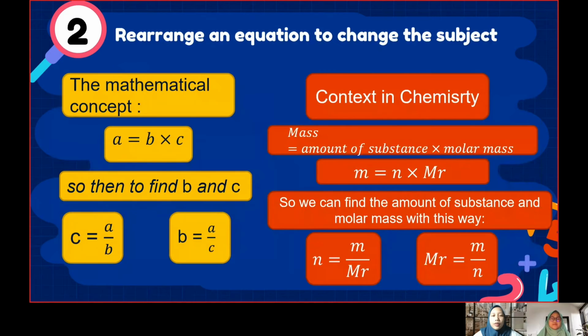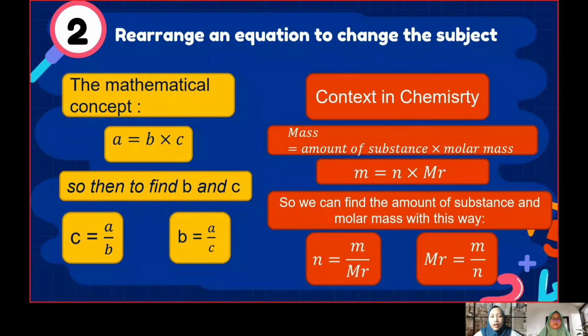Rearrange an equation to change the subject. For the mathematical concept, A equals B times C. So then to find B and C, we can get C equal to A over B, and B equal to A over C.